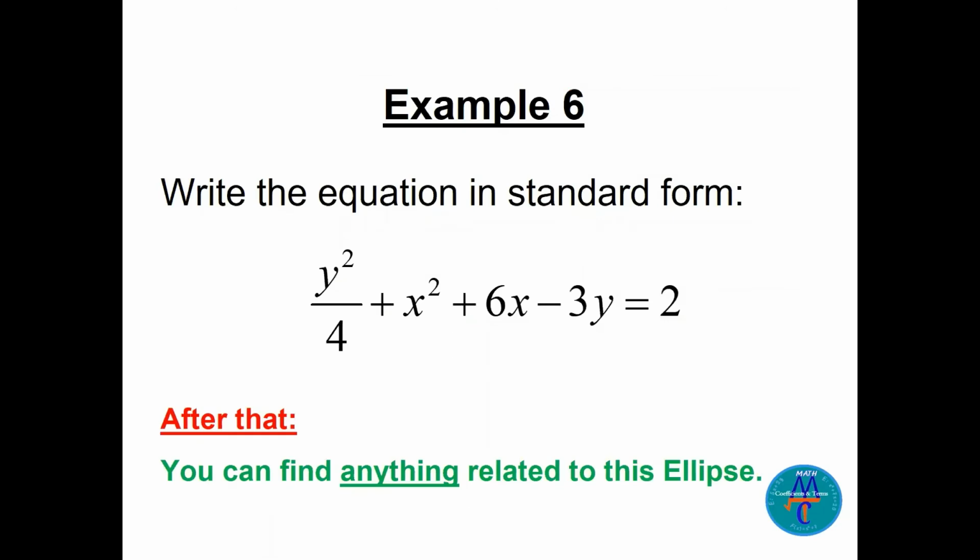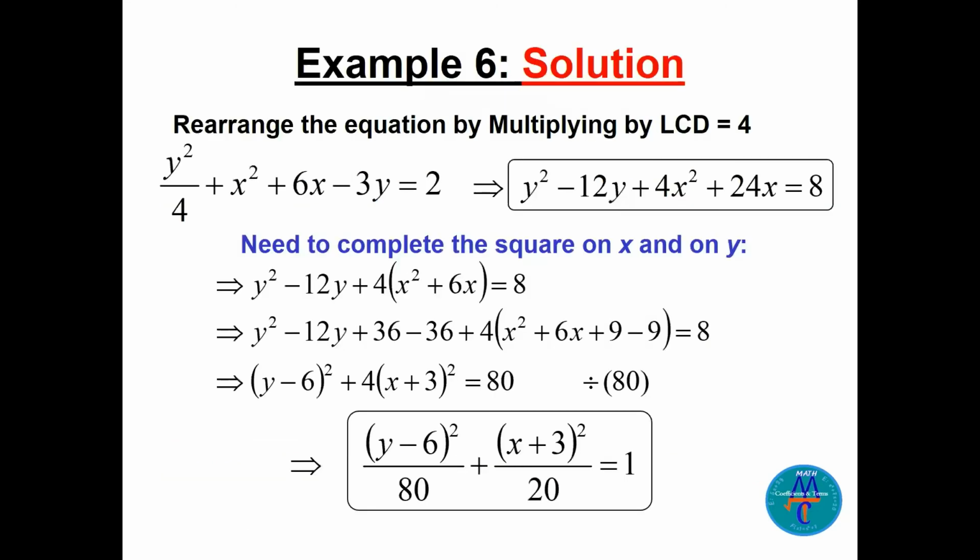Question number 6, write the equation in standard form. See, this is not in standard: y squared over 4 plus x squared plus 6x minus 3y is equal to 2. And then after that, you can find anything related to this ellipse. So let's rearrange it and make it standard. So we have to think of the idea of completing the square, remember.